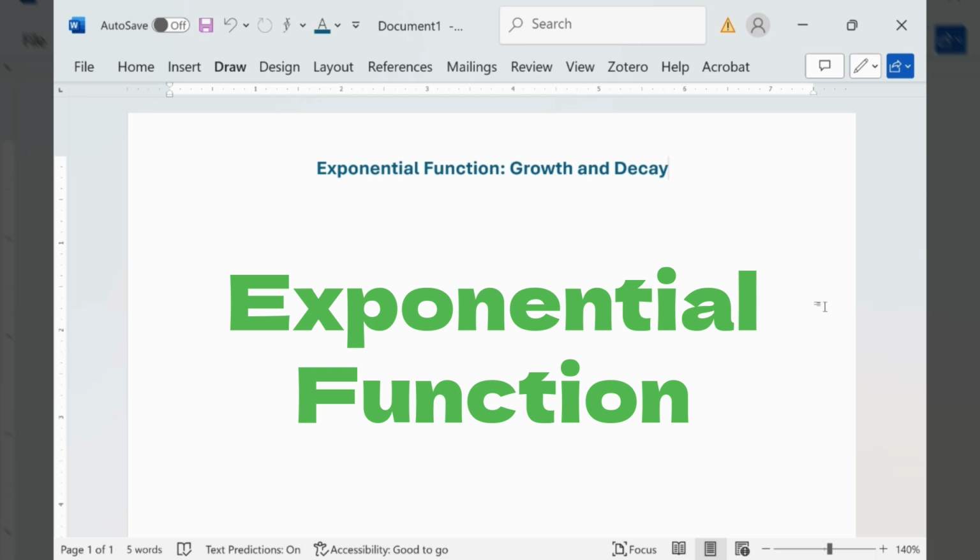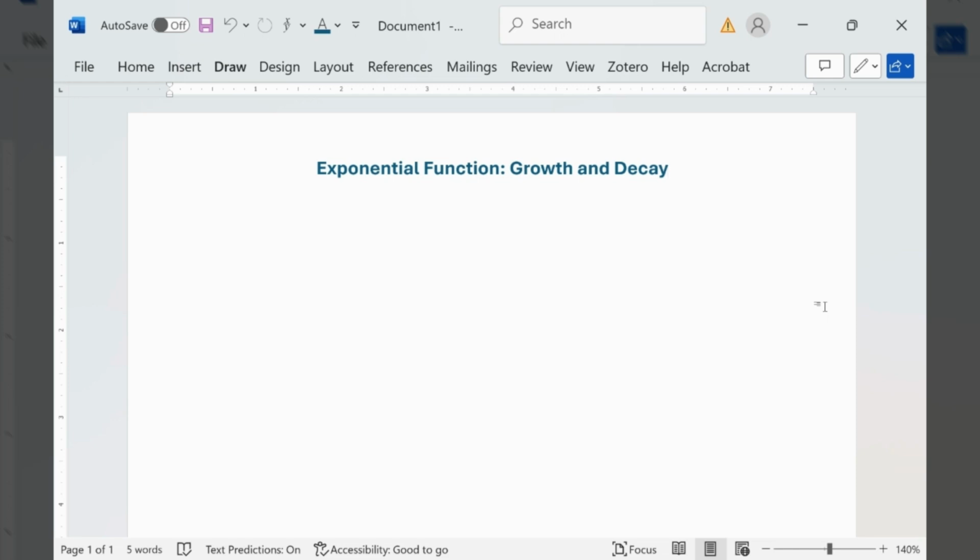Today's topic is exponential function. Okay, we're going to identify the growth and decay according to the formula. Okay, let's start.